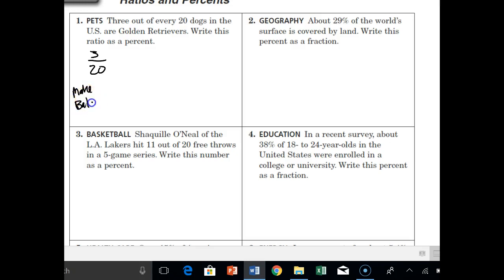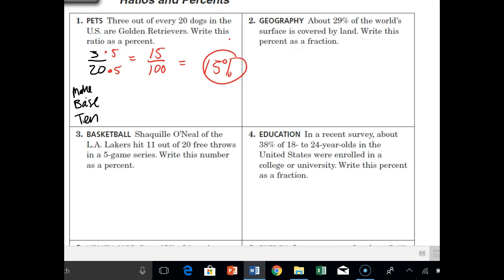Oops, not base 10. My fault. Not base 10. So ask yourself, what can you multiply 20 by to make it a base 10? Oh, and you can multiply it by 5, right? When you do that, you get 15 over 100. So what is that? It's 15% of all dogs in the U.S. are golden retrievers, right?